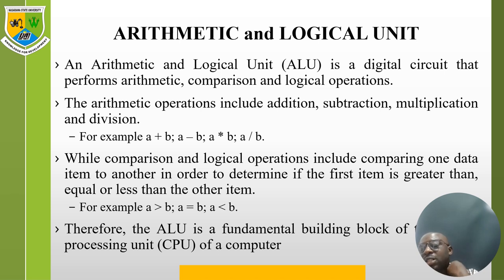So that was why they called it the arithmetic and logical unit, because it can only handle arithmetical or logical computations. While comparison and logical operations include comparing one data item to another in order to determine if the first item is greater than, equal to, or less than the other. So we have an example there where A is greater than B, A is equal to B, A is less than B. These are all logical thinkings here. Therefore, the ALU is a fundamental building block of the central processing unit of the computer.